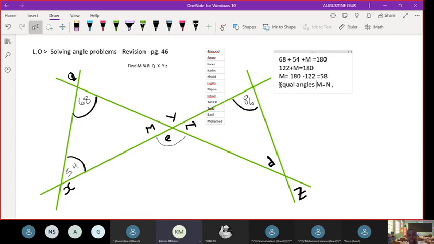Yes. Another one? Y equals E. Y equals E, yes, thank you. Another property. Which ones are equal again? D equals 54? No. Z equals X? Z is not equal to X. Do you know why? Z equals Q?